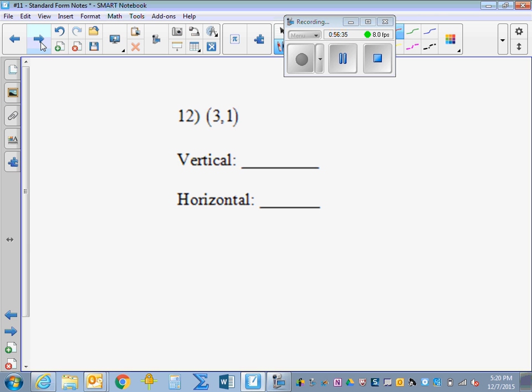Great. So then they ask us to write the equation of the vertical line and the horizontal line that pass through this point. Now remember, a vertical line is just x equals, which means we just take the x value from my coordinate. If it goes through the point 3, 1, then my x value has to be 3. So x equals 3. For the horizontal line, it's y equals, and I just take the y value. Y equals 1. Not too bad there.